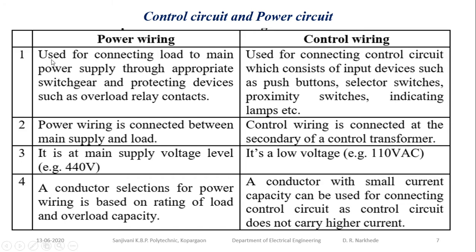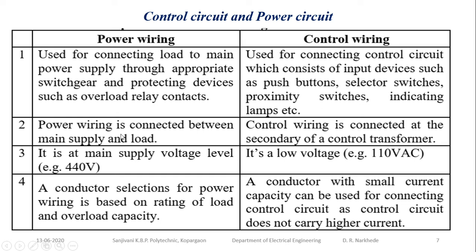Now, power wiring is used for connecting the load to the main power supply through appropriate switchgears and protective devices such as overload relay contacts. Control wiring is used for connecting the control circuit, which consists of input devices such as push button, selector switch, proximity switches, indicating lamp, etc.